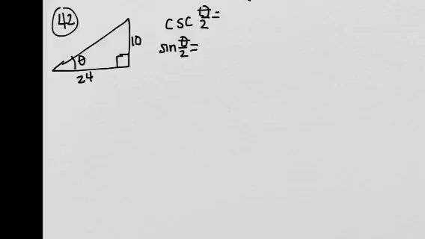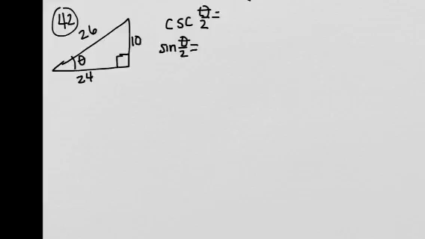Alright, so for number 42, if you look at the triangle, you're missing the hypotenuse. Using a squared plus b squared equals c squared, you end up with the hypotenuse equaling 26. Because 10 squared is 100 plus 24 squared, you add those numbers together, then take the square root, you get 26. So notice they ask you for cosecant and they ask you for secant of theta over 2. But we don't have formulas for those. What we do have is a formula for sine and a formula for cosine.